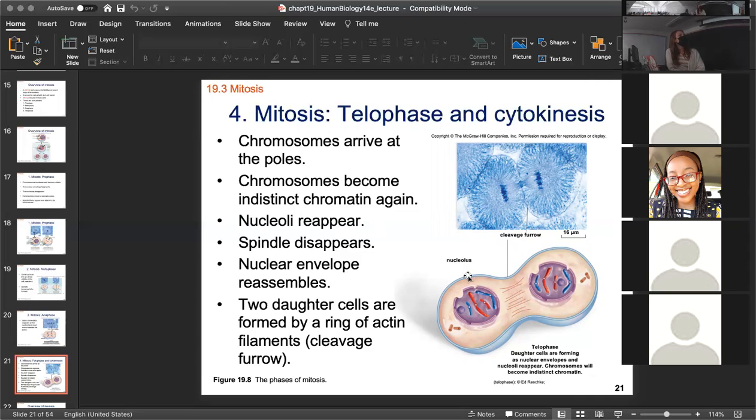The chromosomes become indistinct chromatin again. The nucleoli appear. Spindle fibers are going away. The nuclear envelope reassembles. We're kind of doing a cleanup crew here, right? We've got everything lined up, ready to go. And then these two daughter cells are formed by a ring of actin filaments and that cleavage furrow down the middle. So we're about to split these into two different cells. We can see that now those chromosomes have a nuclear envelope and a nucleus that they're housed in.